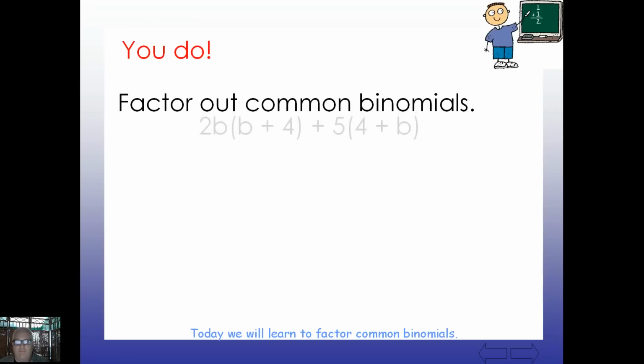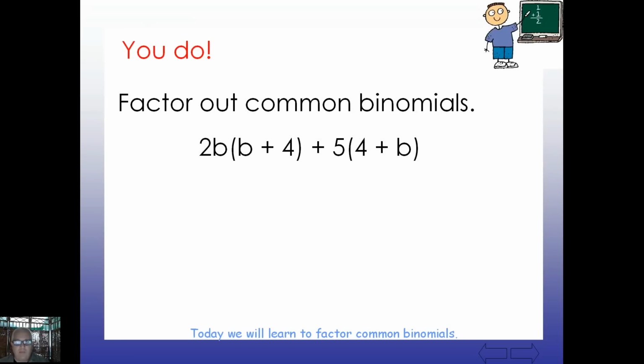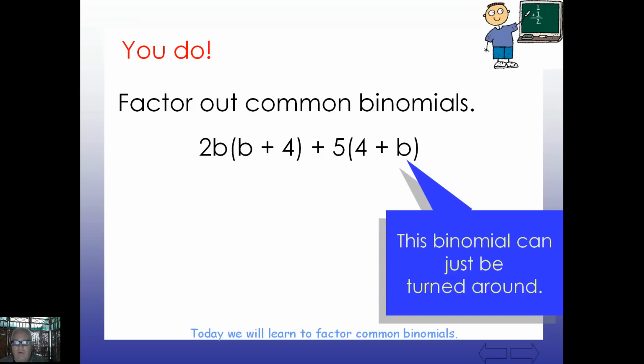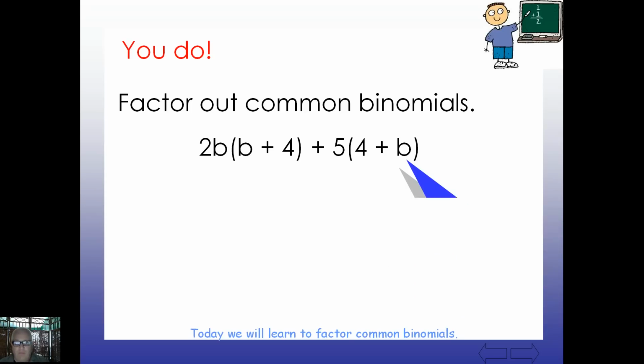All right, how about this one? 2b times the quantity b plus 4 plus 5 times the quantity 4 plus b. Now remember what we just talked about with the addition being commutative. What does it mean to be commutative? Well, it means they can switch the order, correct? So what do these two have in common? Well, they both have b plus 4. It just happens to be that the one on the right is just turned around, saying 4 plus b.